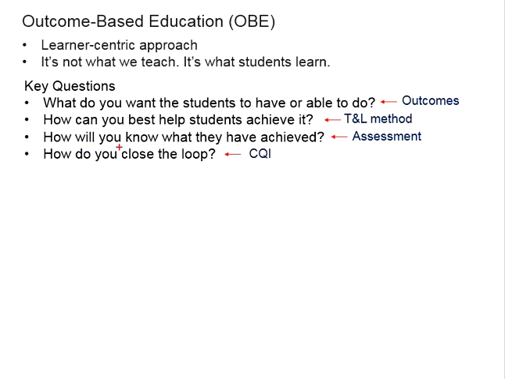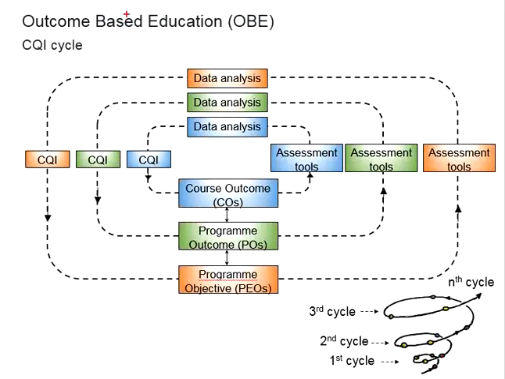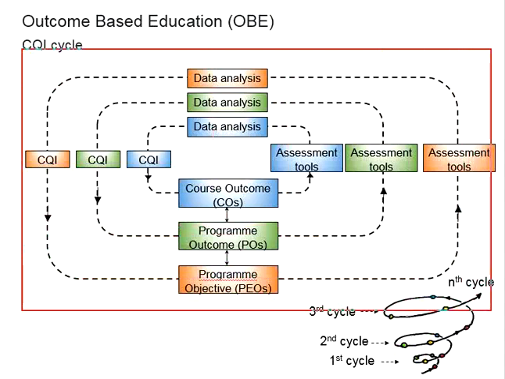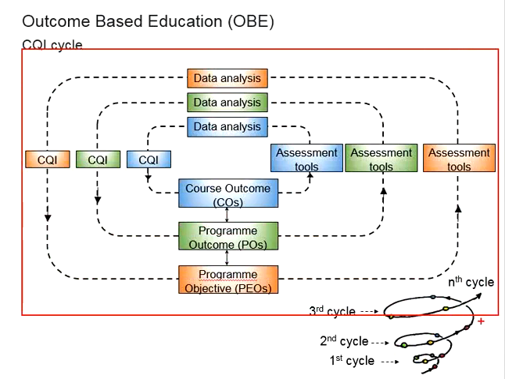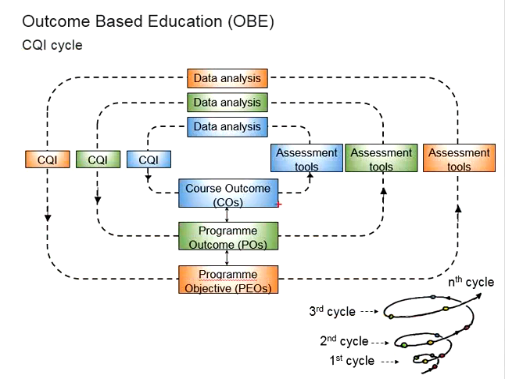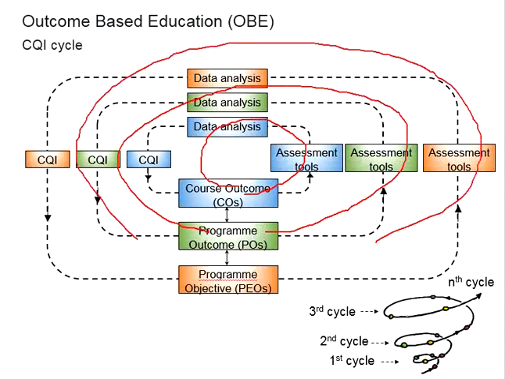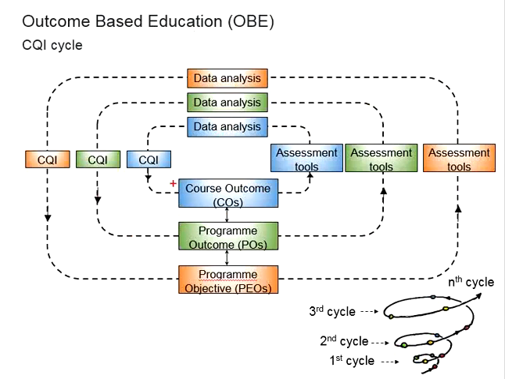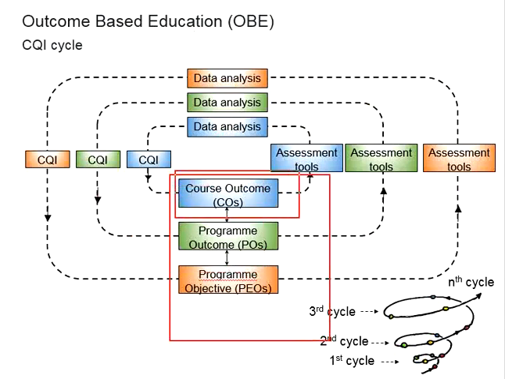So, what does it mean by closing the loop? What is the loop actually? Now you can imagine outcome-based learning as indicated in the diagram here. You will see there are 3 cycles at different levels. In terms of the outcome, there are course outcome, program outcome, and program objectives.